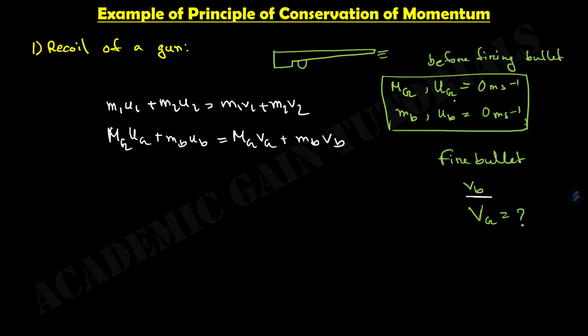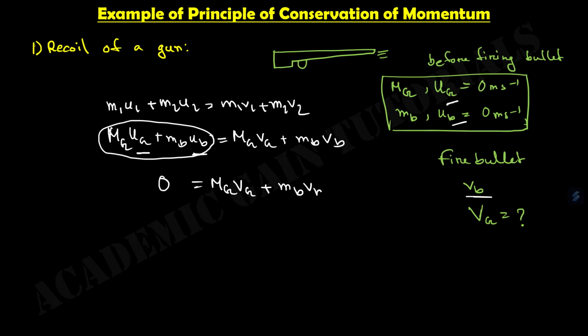As the initial velocity of both gun and bullet is 0, this will be 0 and this will be 0, then the whole term on the left hand side will be 0. So if we find out the final velocity of the gun after firing a bullet, then v of g will be m of b into v of b divided by m of g, and it will have a negative sign.